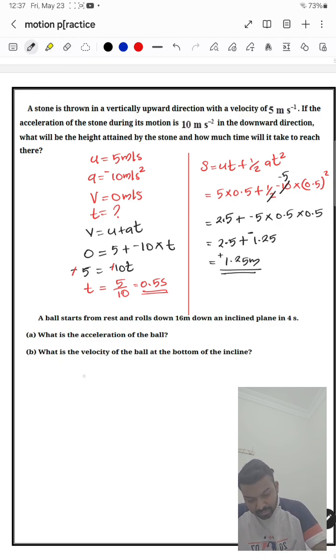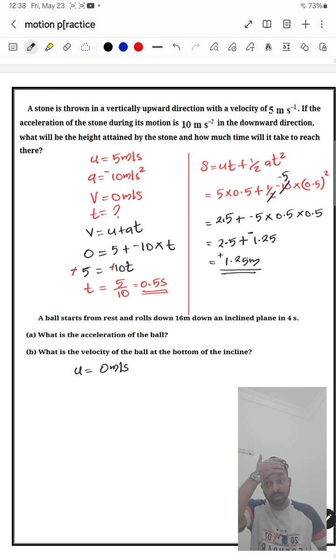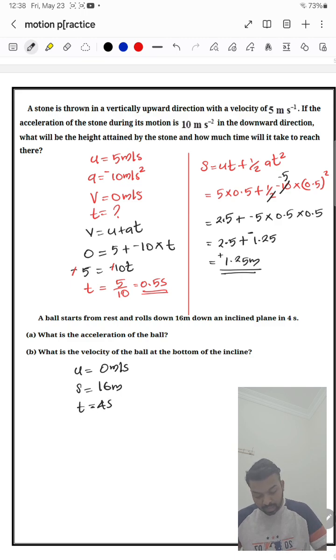So U is given, which is equal to 0 meter per second. Okay or not? And then it is rolling how many meters? It is rolling 16 meters. So S is equal to 16 meters, down an inclined plane, and for how many minutes? It is for 4 seconds. So not minutes, 4 seconds. So time is equal to 4 seconds.